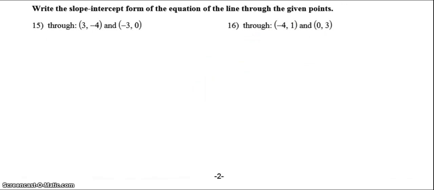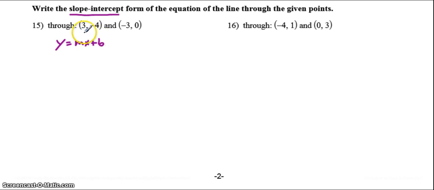All right, last two problems. Write the slope-intercept form of the equation of the line through the given points. Well, slope-intercept, we're still working with y equals mx plus b, but now they haven't given us the slope and they haven't given us the y-intercept. So we're going to need to find both of them before we can continue.